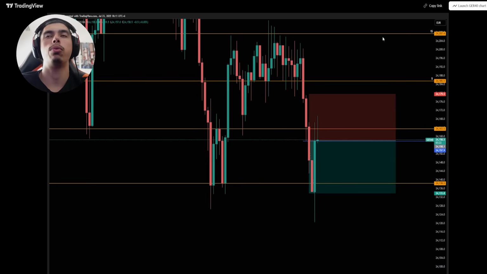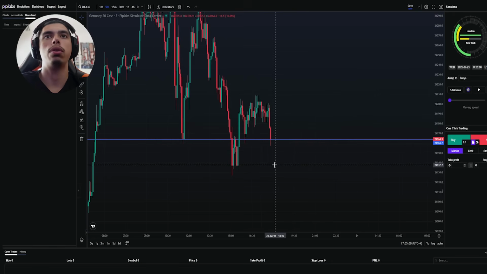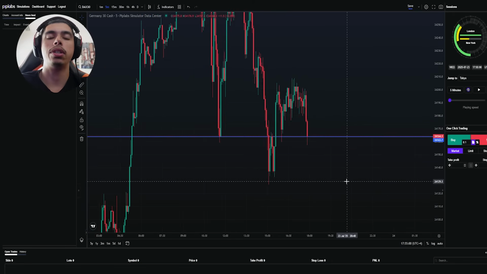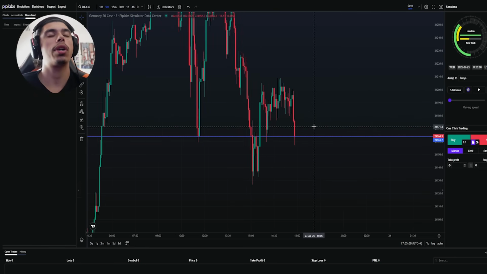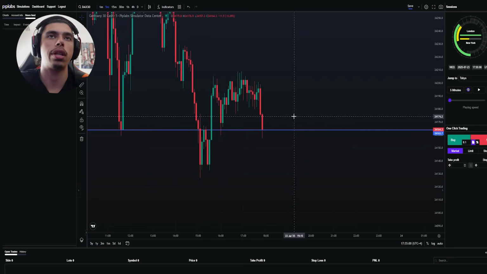So let me show you how this trade works, and then we're actually going to use this tool here. This is called Pip Labs. This is a backtesting tool. You can practice your trades, but what's cool is we upload data every single day, so I can look at yesterday's trade and replay it for you in real time.